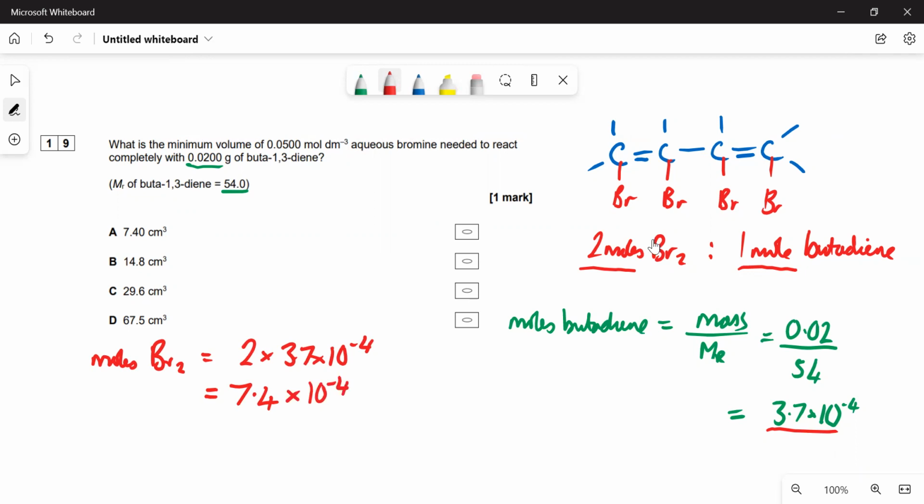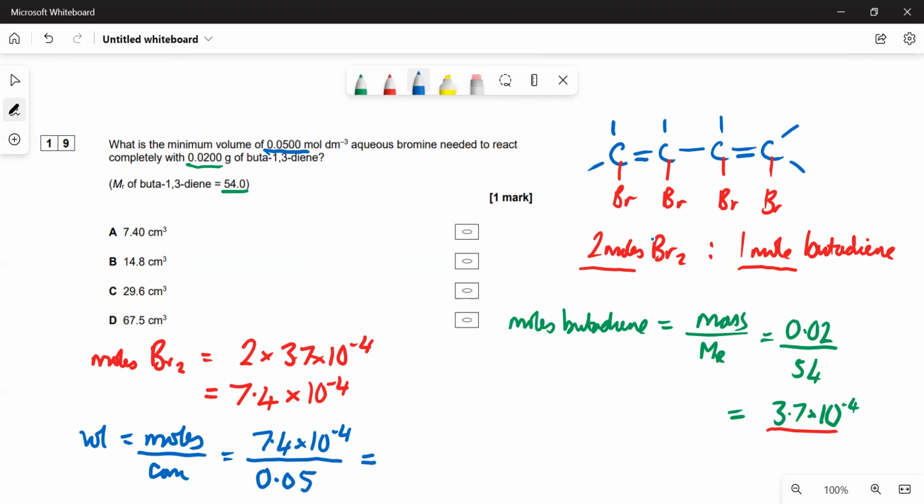Now we need to work out the volume of bromine solution. So volume is equal to moles divided by the concentration. So that's 7.4 times 10 to the minus 4 over the concentration, which they tell us is 0.05, which is equal to 0.0148 dm cubed. Okay, but it wants it in centimeters cubed, so times by 1,000, you get 14.8. So B is the correct answer there. If you forgot there's 2 double bonds, you put that answer down. And if you got the ratio the wrong way around here, you'd end up with that one. And if you didn't have any clue at all, you'd write down D. Okay.